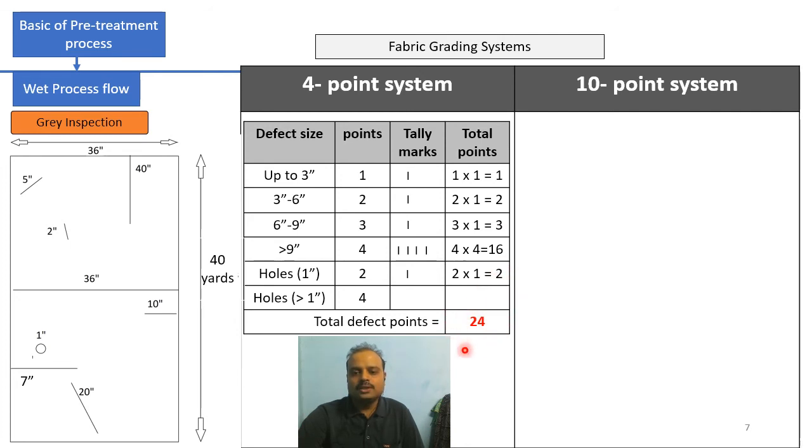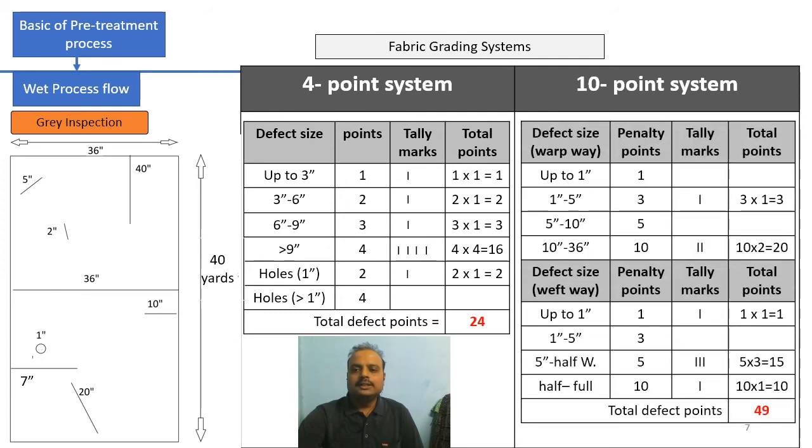When we observe the whole fabric of length 40 yard and 36 inch width, in that particular area of fabric, how many defect points are there? There are 24 defect points according to the 4-point system, right? Now consider the 10-point system. Here there are certain defects which are weft way, and certain defects which are warp way, right? These are the warp way, weft way, and this is again a warp way, right?